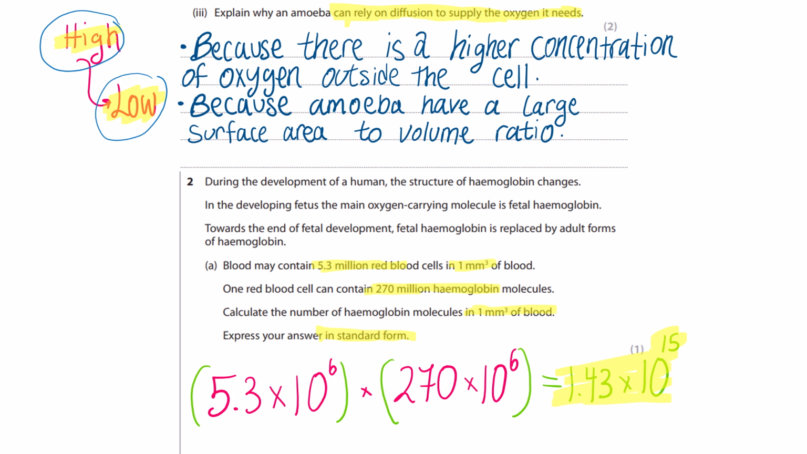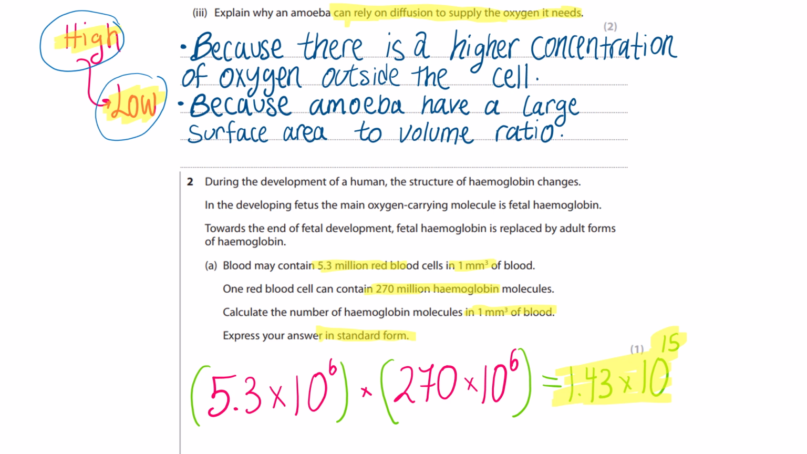Now, question 2. During the development of a human, the structure of hemoglobin changes. In the developing fetus, the main oxygen-carrying molecule is fetal hemoglobin. Okay, remember hemoglobin is a globular protein. Just remember that. Towards the end of fetal development, fetal hemoglobin is replaced by adult forms of hemoglobin. So blood may contain 5.3 million red blood cells in 1 millimeter cubed of blood.